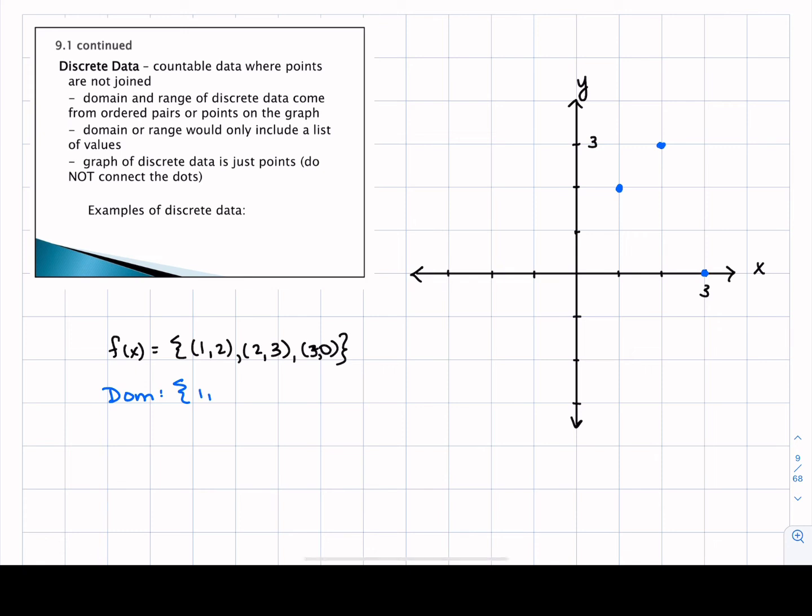So my x values are 1, 2, and 3. But it wouldn't include anything between those values. So I wouldn't say 1.5 is included, or 2.5 is included, or any of those fraction values between 1 and 3. The range of this function, on the other hand, are all the y values, or the output values. And if we put it in increasing order, I have a y value of 0, a y value of 2, and a y value of 3. So this is how you have to make notation for domain and range for discrete data types. Again, we don't connect the dots, and we list the values inside that domain and range.